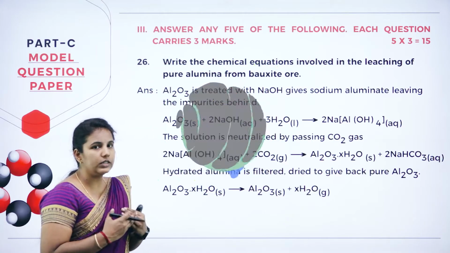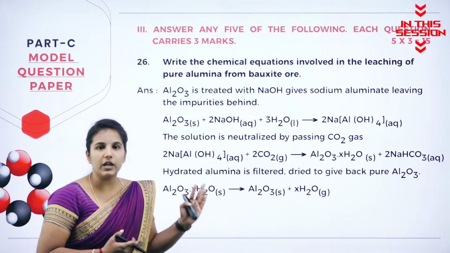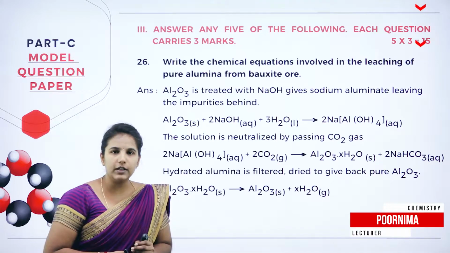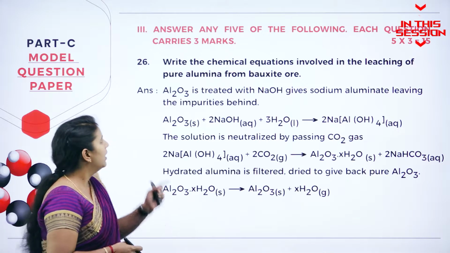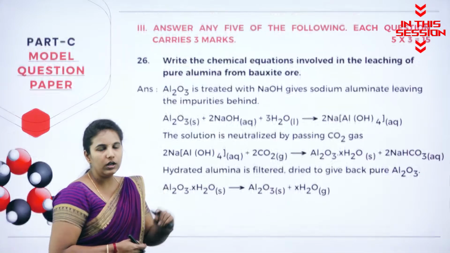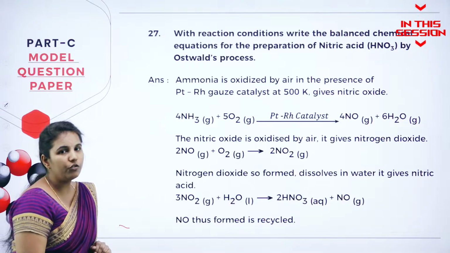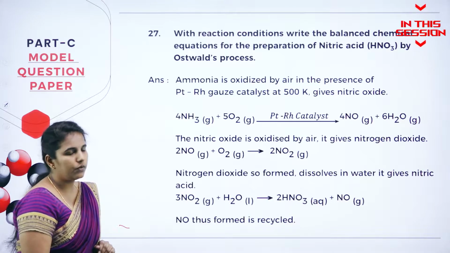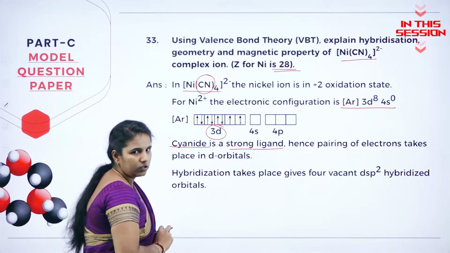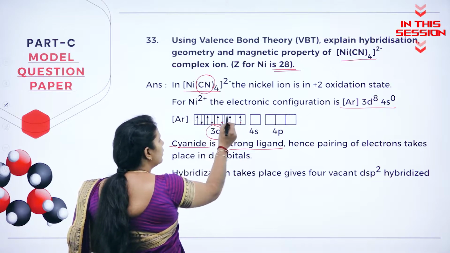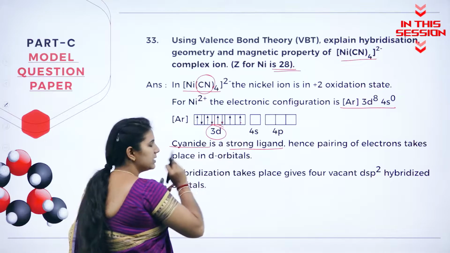We are going to do the leaching of alumina from the bauxite ore, because the ore for the alumina is bauxite ore. We need to write the balanced chemical equation for the preparation of nitric acid by Ostwald process. Unpaired electrons will be there in the d orbital. Due to this strong linkage, the pairing will be taking place themselves.